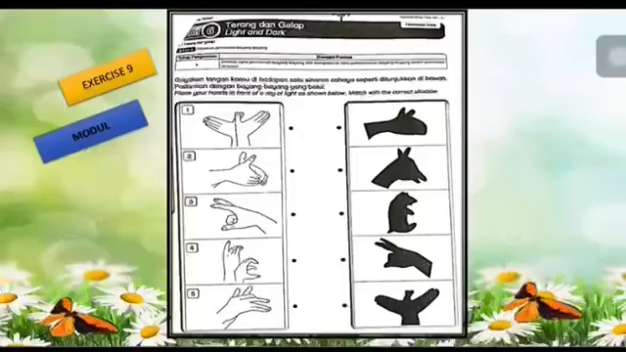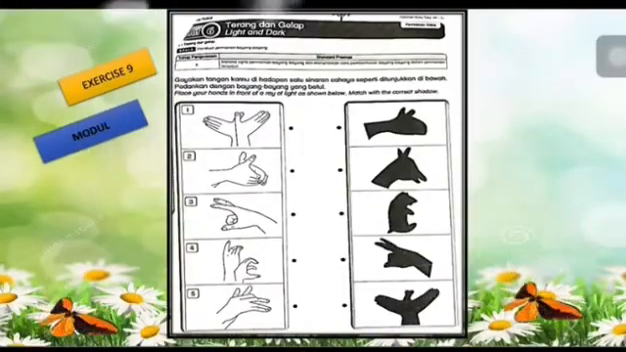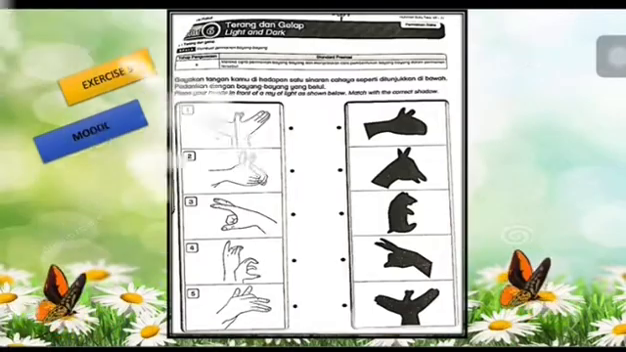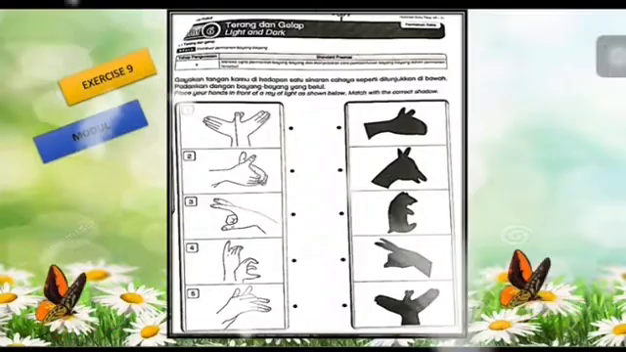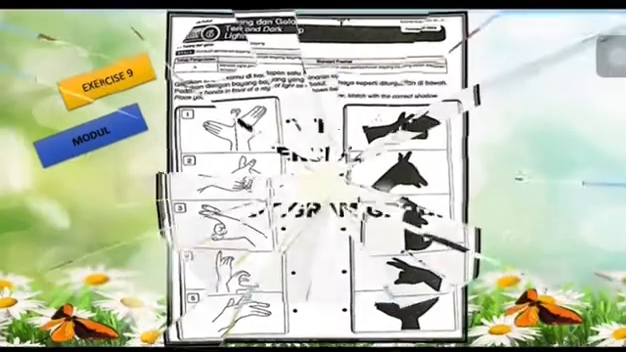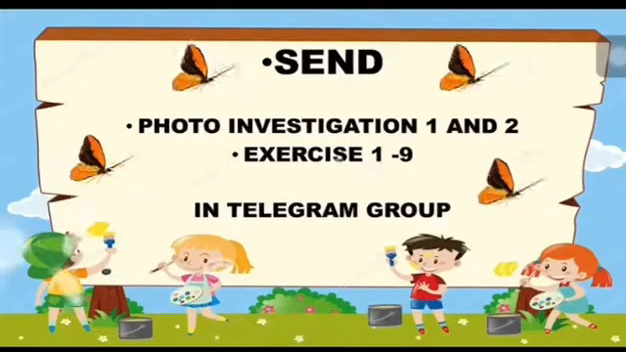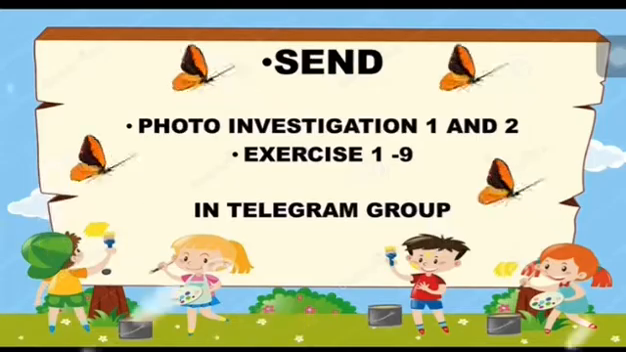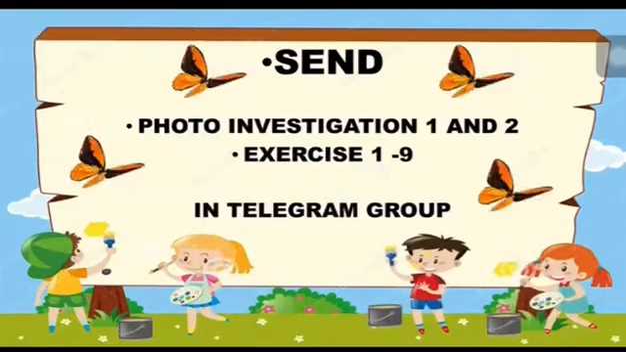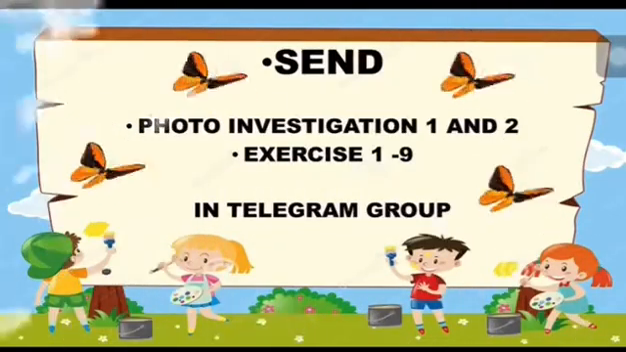Okay, exercise 9, also in your module, just place your hand in front of a ray of light as shown below. Match with the correct shadow. This one you can play at your home. Okay, that's all. So you have 2 investigations and 9 exercises. After you finish, send the photo of investigation 1 and 2, then the answers for exercise 1 to 9 in the Telegram group.